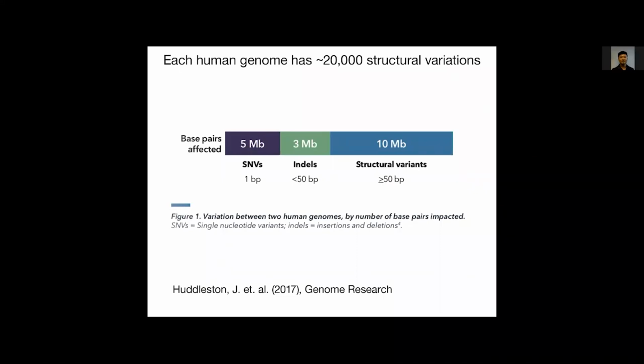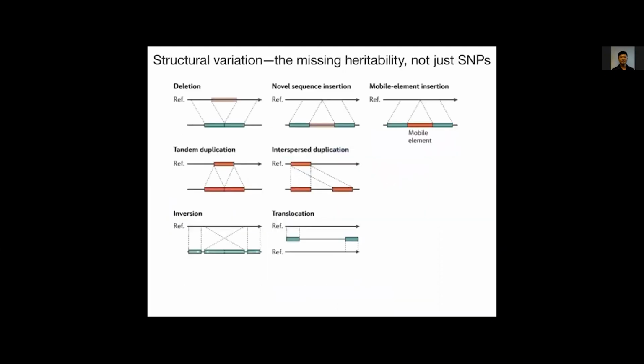Each human has around 20,000 structural variations. Because they impact more base pairs, if you count the region they affect, they actually affect more than the single nucleotide polymorphisms. That's why a lot of the phenotypic variations and inheritable diseases that cannot be explained by SNPs are believed to be explained by structural variations, and they call that missing heritability.